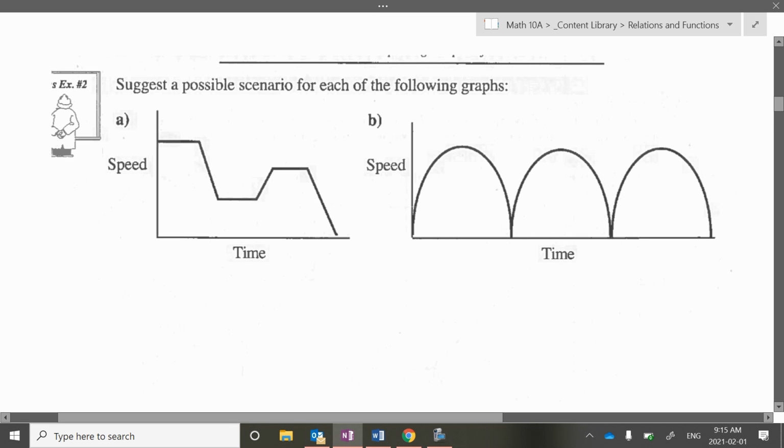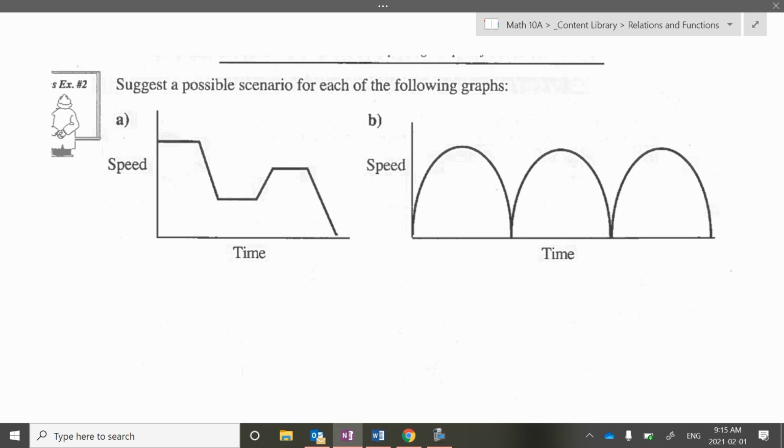So these questions, let's just talk through them. So suggest a possible scenario for each of the following graphs. So it's speed versus time. You have to be really careful with speed. What's the units for speed? Or what's possible units for speed, I should say, maybe? Good. It could be kilometers per hour.